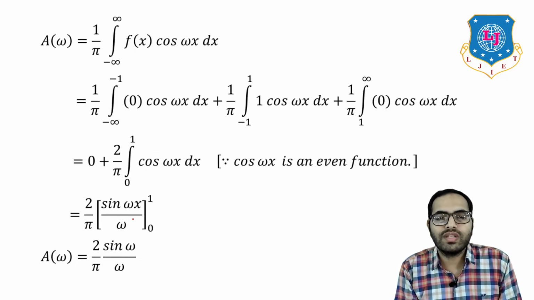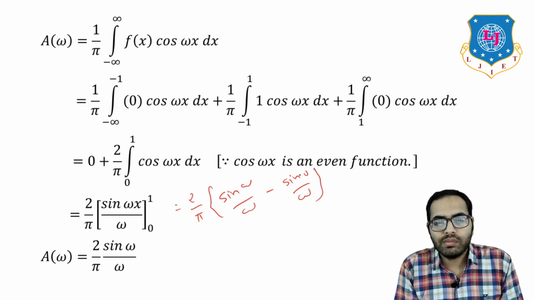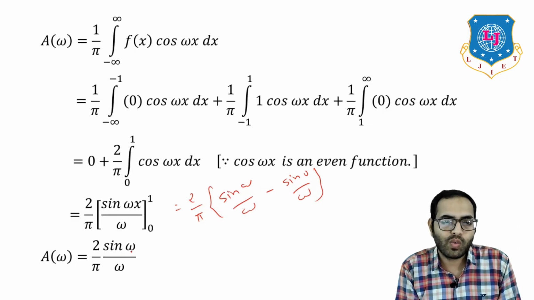Then the integral of cos is sin omega x by omega. Applying the upper limit minus lower limit, we get 2 by pi into sin omega by omega minus sin 0 by omega. You are all aware that the value of sin 0 is 0, and 0 into anything is 0, so we get twice sin omega by pi omega.